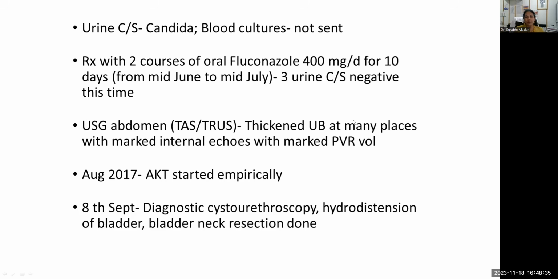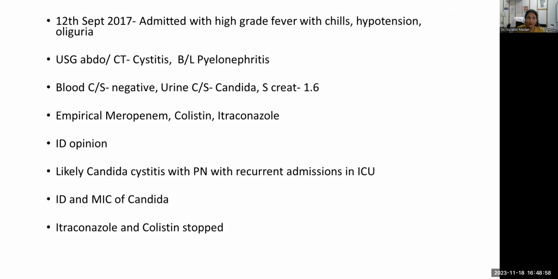So his USG abdomen, which was done earlier, showed thickened urinary bladder at many places with marked internal echoes with marked post-void residual volume. Somebody started him on AKT also empirically without any significant response. And then they did a diagnostic cystourethroscopy with hydrodistension of the bladder. Even bladder neck resection was done. And this is the time when he presented to us.